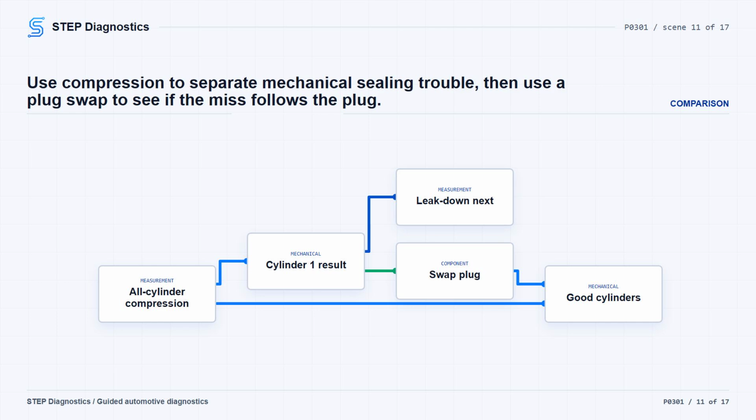Start the engine and watch the misfire monitor. If the misfire follows the plug, replace that plug. If the plug was replaced and the misfire is gone, the repair is complete pending verification. If the misfire stays on cylinder 1, continue.